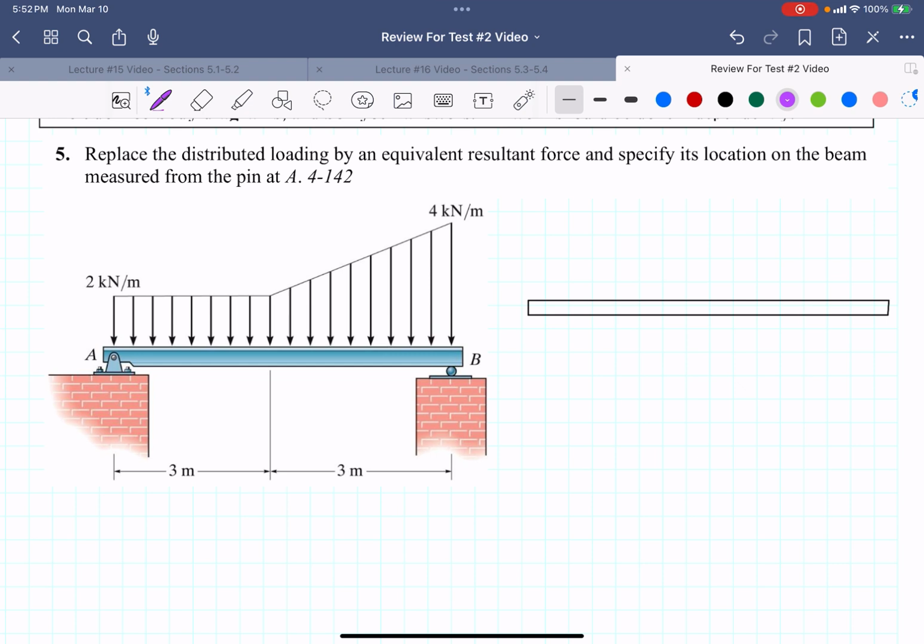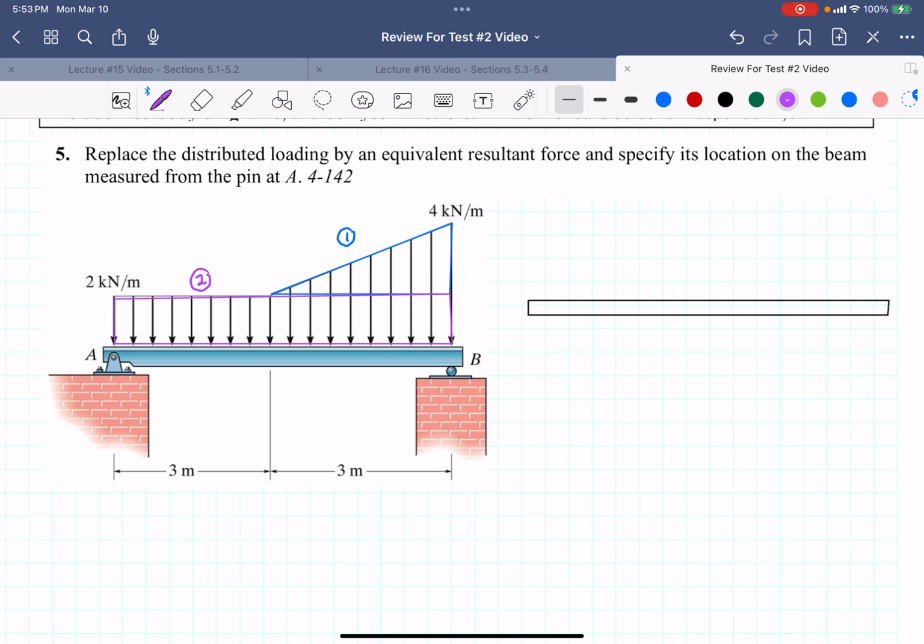So the first thing I'm going to do is separate my distributed load into pieces that I can analyze. I'm going to take this first triangle and outline it in blue, so that we know that's going to be our blue triangle. That's going to be our number 1 force. And then in purple, we're going to have this other distributed loading, which is in the shape of a rectangle. And that's going to be area number 2.